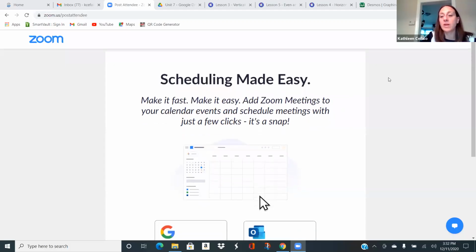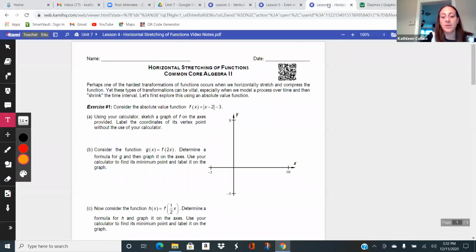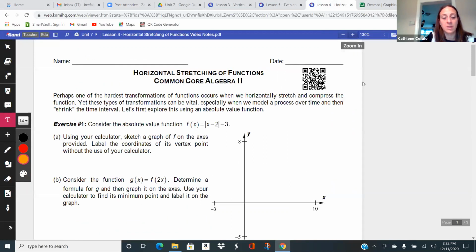We're back. We're back to the wonderful world of transformations, and we're going to look at some horizontal stretching of functions today. So a little bit difficult, a little bit more difficult, I would say, from what we have done in the past, but still doable. And we're still going to practice these. So here we go. Here is our note sheet that we're working with today.